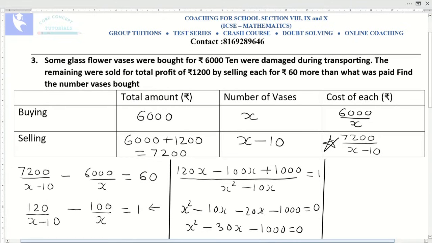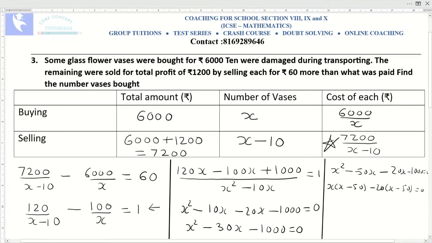Now if you don't know how to split the middle term, this is an easier one to split, or else you can go for the formula. Get me two numbers whose product is 1000 and whose difference is 30. 50 twenties is 1000 and the difference is 30. So x square minus 50x plus 20x minus 1000 is equal to 0. So when you solve this, x minus 50 into x plus 20 is equal to 0.